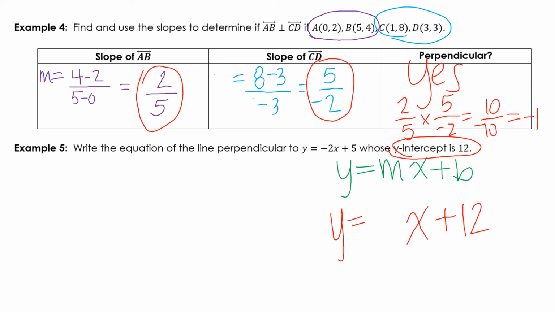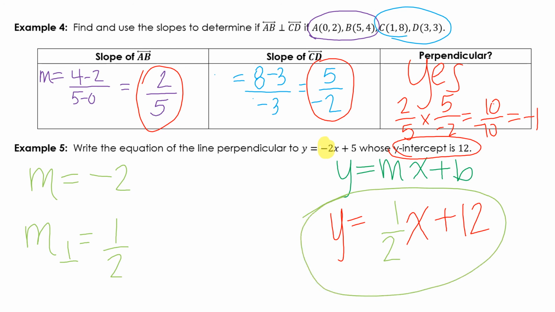All right, so let's look at the line they gave us. It is in slope-intercept form, which means we already know the slope is negative 2. So the slope of the given line is negative 2. The slope of the perpendicular line should be the opposite reciprocal of that, which would be positive 1 over 2. So our slope would be 1 over 2. The y-intercept was given to be 12, so that would make the equation y equals 1/2 x plus 12. If you need to write the given slope of negative 2 as a fraction, negative 2 over 1, and that helps you flip it, that's fine as well.